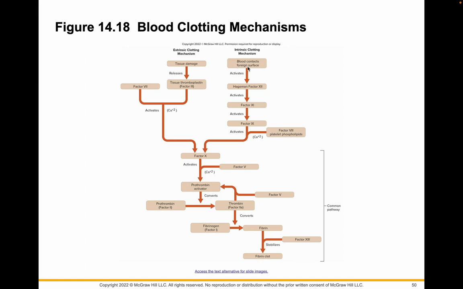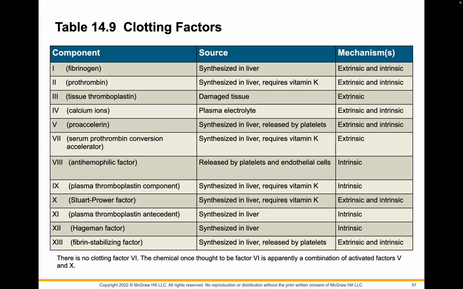If it's intrinsic, blood somehow comes in contact with some foreign substance like collagen inside the blood, and that causes Hageman factor 7 to be released, which activates another factor, eventually getting us to that X marks the spot, factor X, where prothrombin turns to thrombin and activates fibrinogen into fibrin to form our clot.